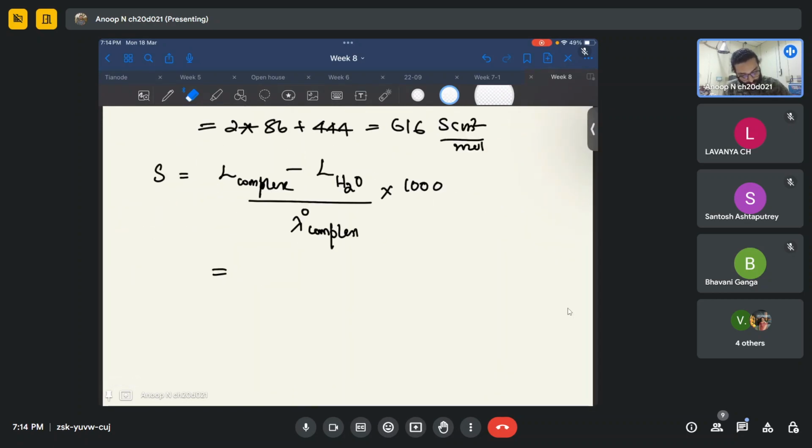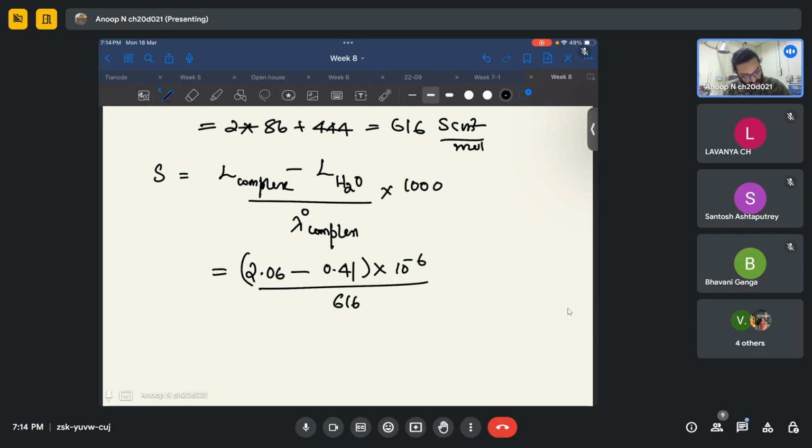So we can write 2.06 minus 0.41 into 10 raised to minus 6 divided by 616 into 1000. So what will be the value? Okay, you have calculated the final value. Now what is this, Lavanya? Is it solubility or is it solubility product? So let's see anyway. It's 2.68 into 10 raised to minus 6 molar unit.